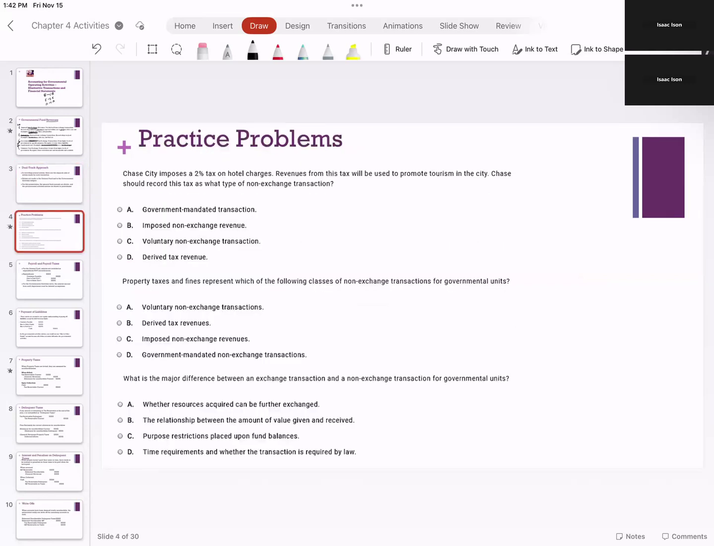Okay, so let's look at this real quick. Some practice problems. Chase City imposes a 2% tax on hotel charges. Revenues from this tax will be used to promote tourism in the city.